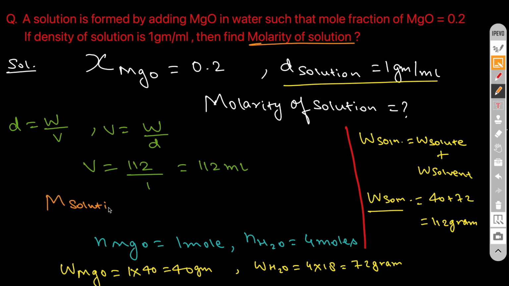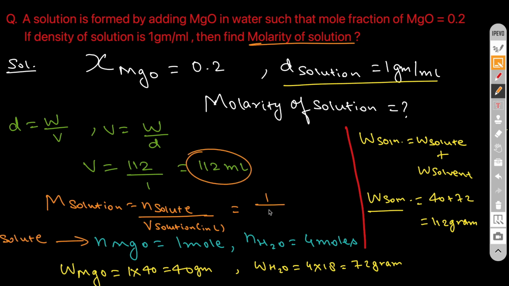So molarity of solution is basically moles of solute divided by volume of solution in liter. Moles of solute, basically moles of MgO. MgO is the solute here. It is 1 divided by volume of solution in liter. So 112 multiplied by 10 raised to minus 3. On solving, it will come out to be 8.92. So this will simply be the answer.